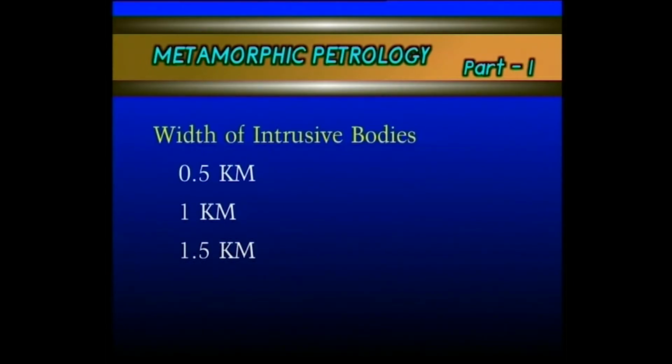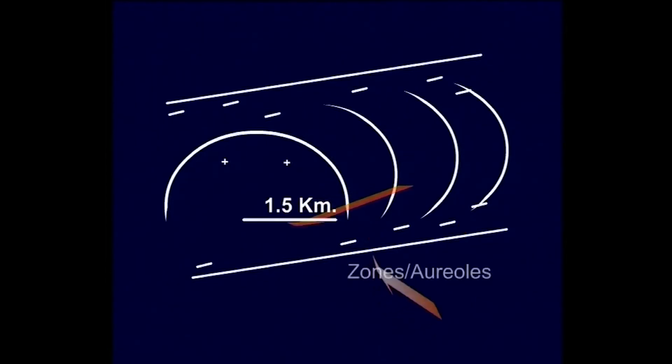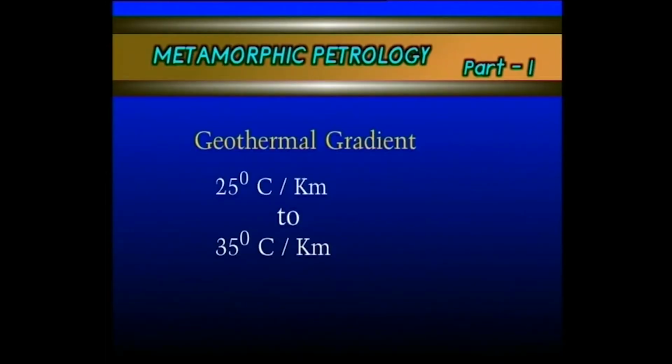Now look at the screen and see the width of the intrusive body. For example, nearly 0.5 kilometer, 1 kilometer, 1.5 kilometers. If these are the variations in intrusive bodies, what will be the effect on thermal metamorphism? Suppose we see the third case, at what depth the intrusive body lies. Normally, we can assume the geothermal gradient always varies. In the case of continents, it normally varies from 25 degrees centigrade per kilometer to 35 degrees centigrade per kilometer.